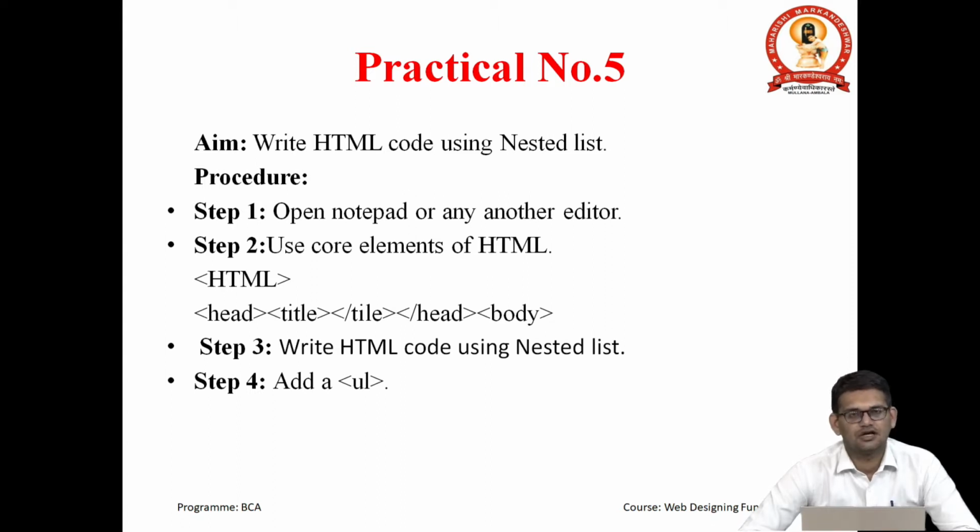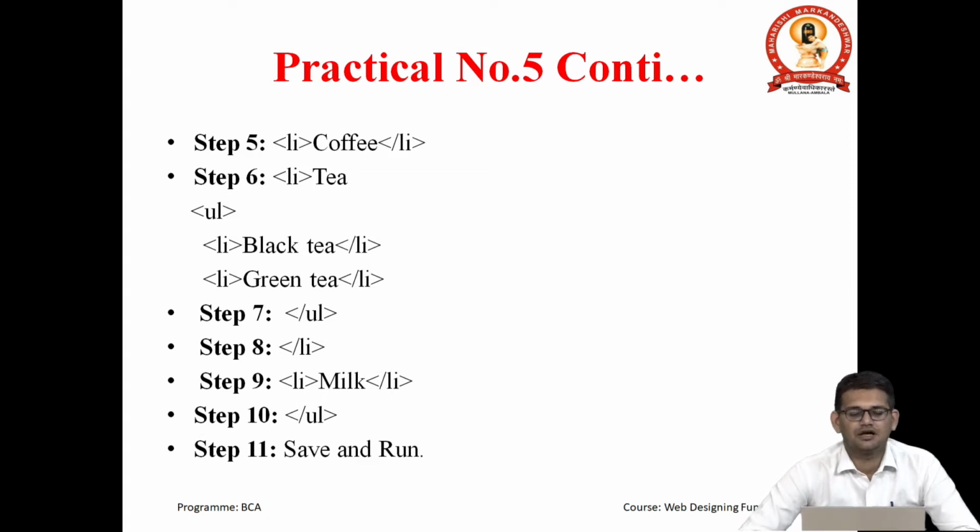In step number 4 we need to add an unordered list, because we are doing this using the unordered list. Within this we need to create a list item, Li, with the name of coffee, and second, we need to create another row with the name of tea. So, we have used Li for creating the rows. The first row is coffee, and the second Li is tea. Now, we need to divide this tea into two portions: the first is black tea and the second is green tea.